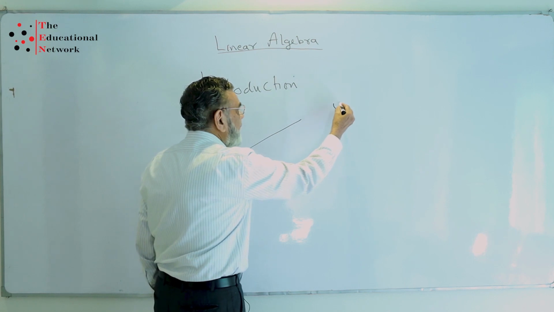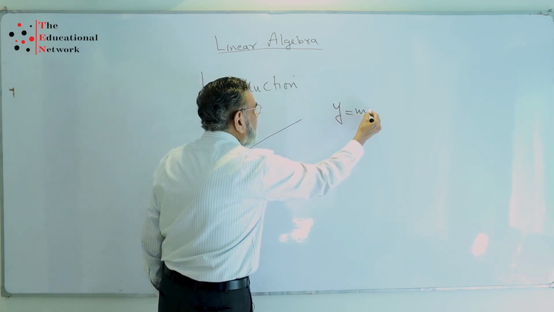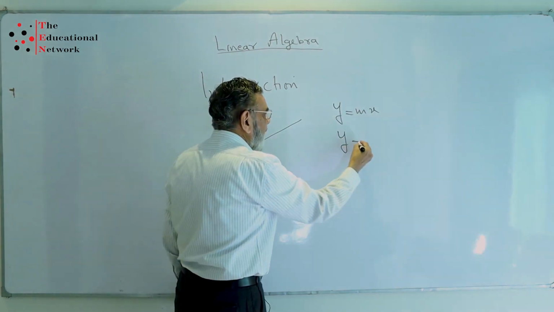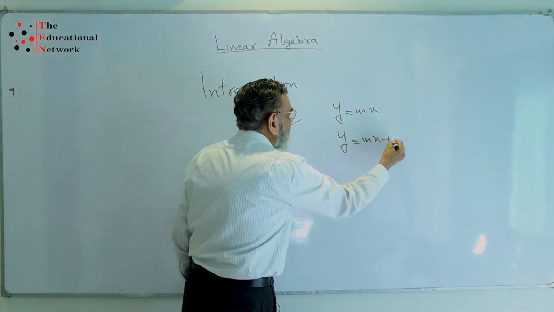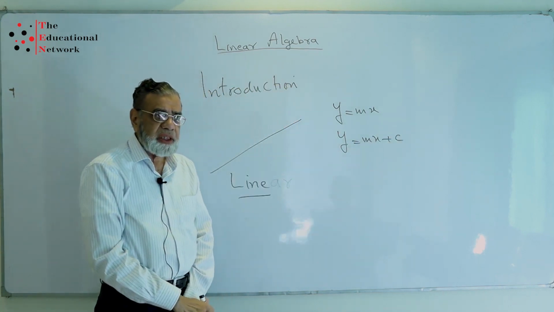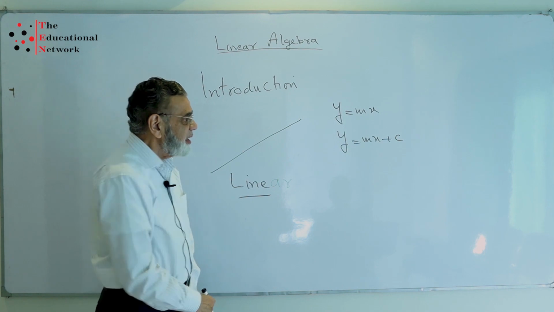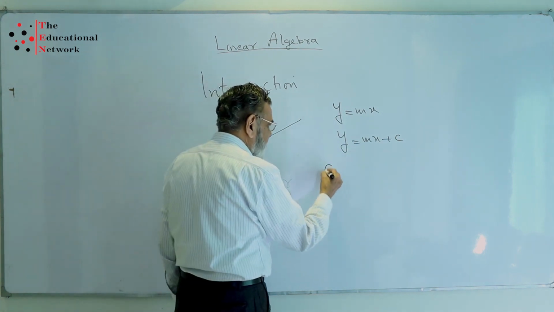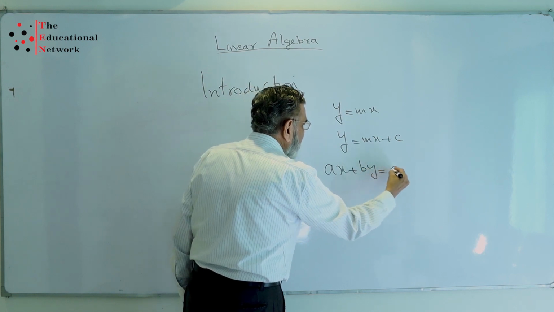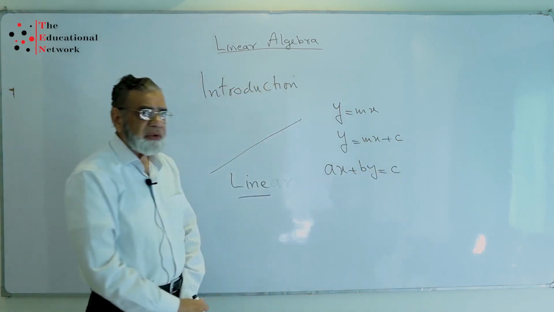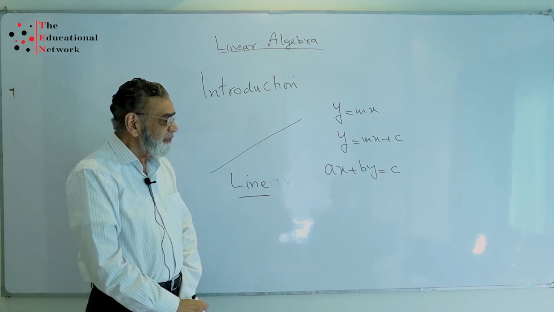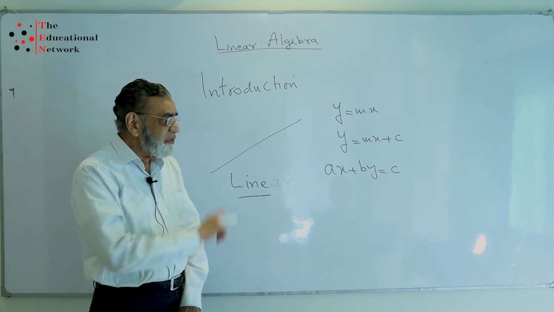For example, we have y equal to mx, the equation of a line passing through the origin. We have y equal to mx plus c, and here c is the intercept. When we take x equal to 0, y equals c, so the line passes through the point (0, c). Or we can write it differently, ax plus by equal to c. This is a very general form of the equation of the line. So we are going to have equations of this type.